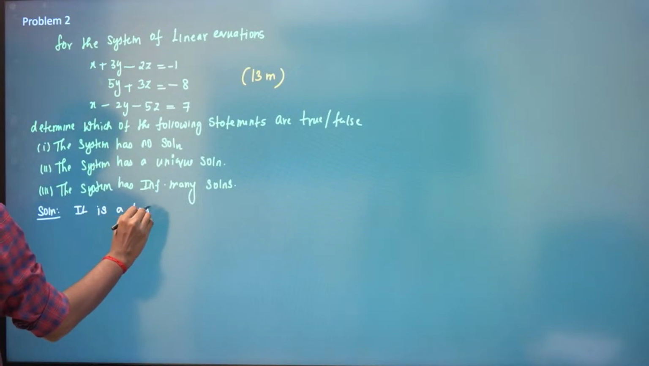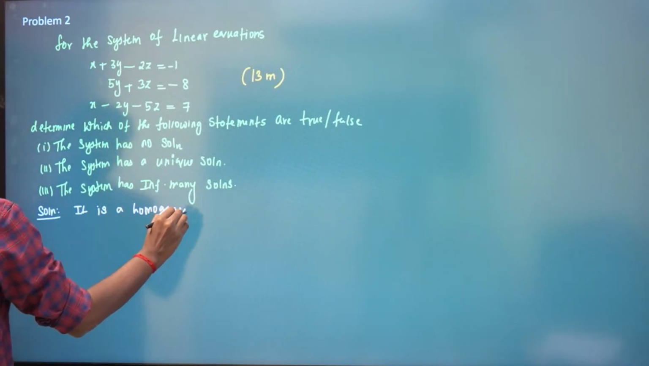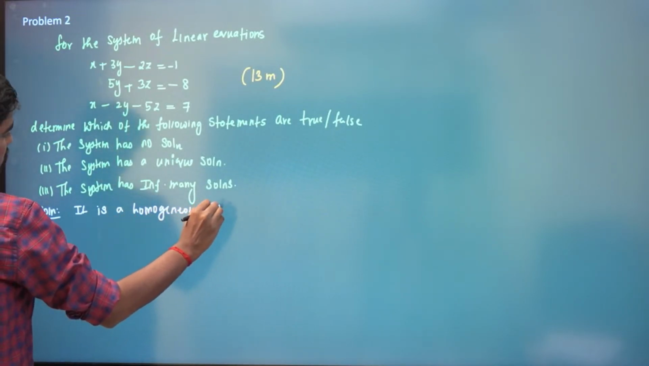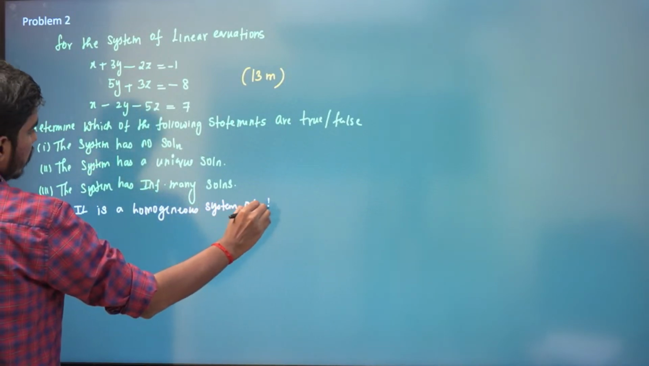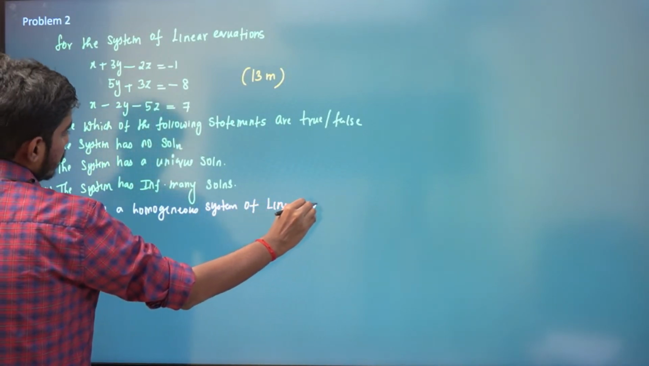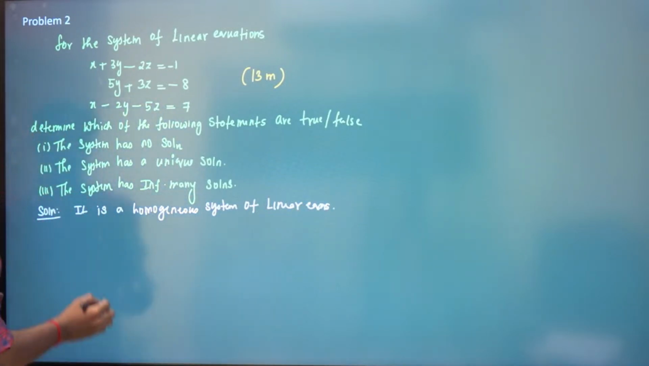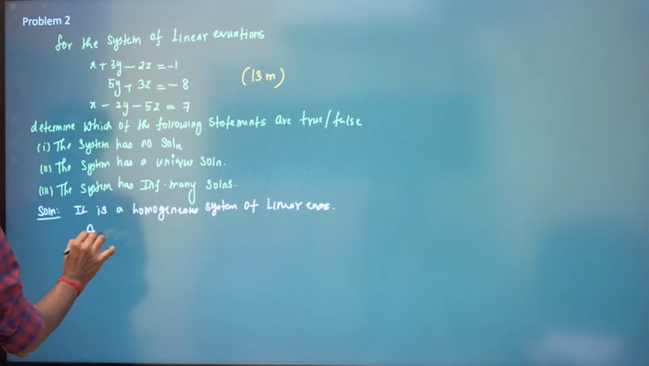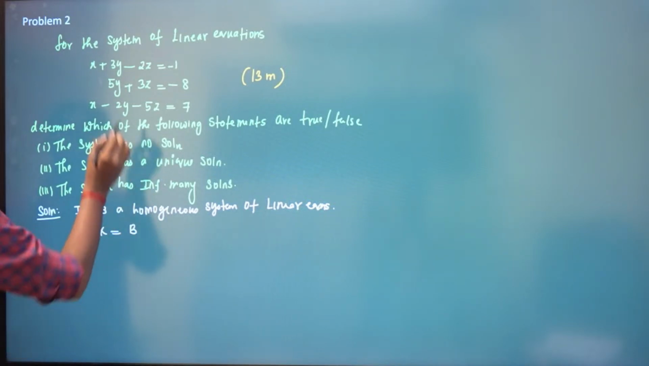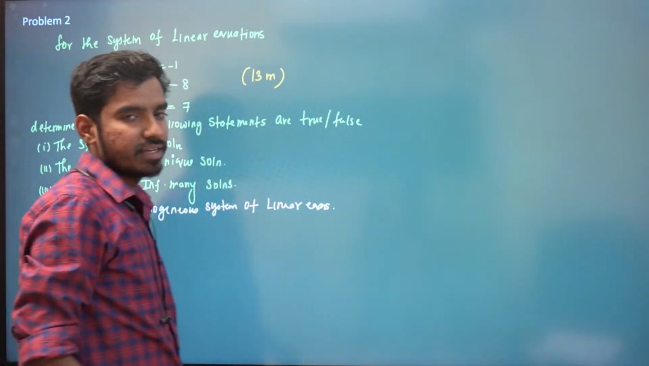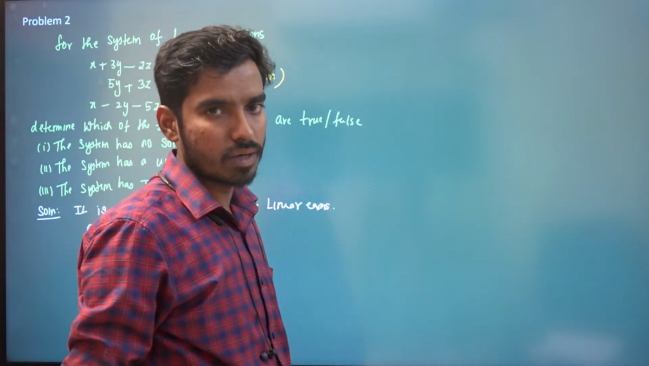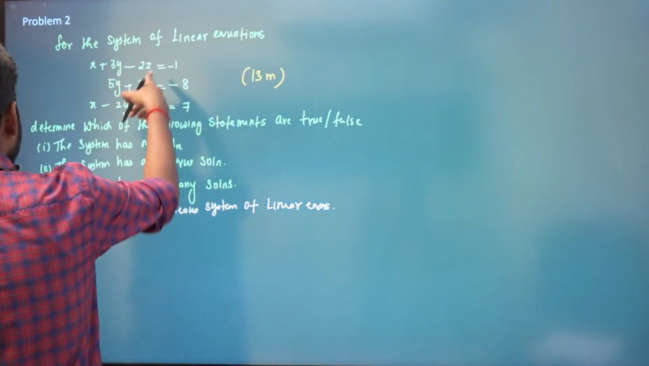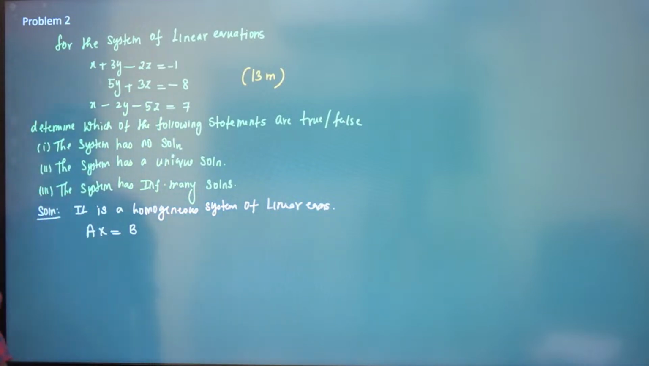So it is a homogeneous system of linear equations, simultaneous linear equations. So first, it is of the form AX equal to B, right? You know what is A: the coefficient matrix, and X is the unknowns, which here is x, y, z, and B is the output vector, which is minus 1, minus 8 and plus 7.